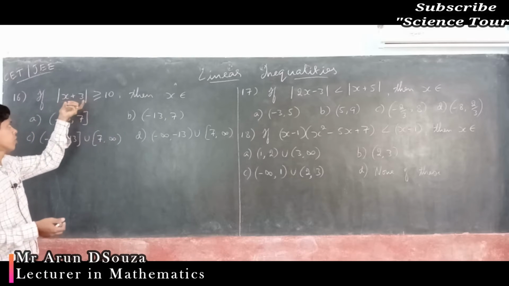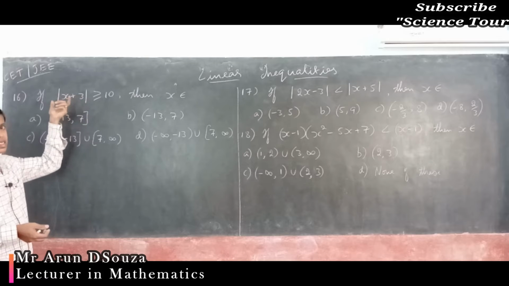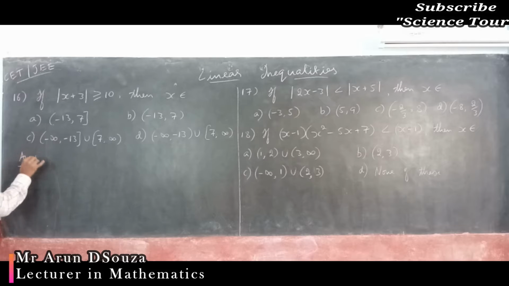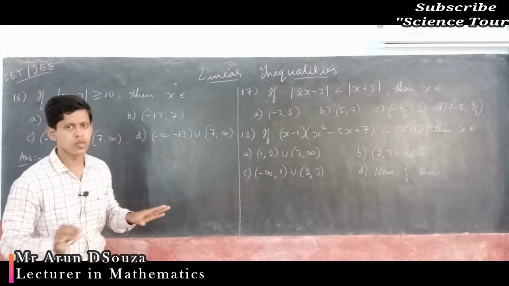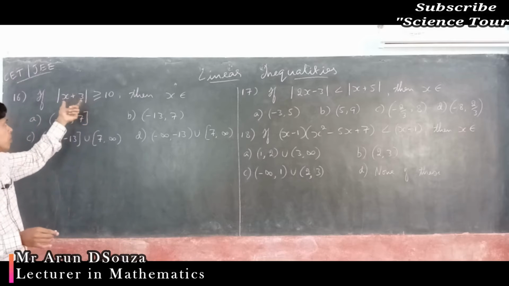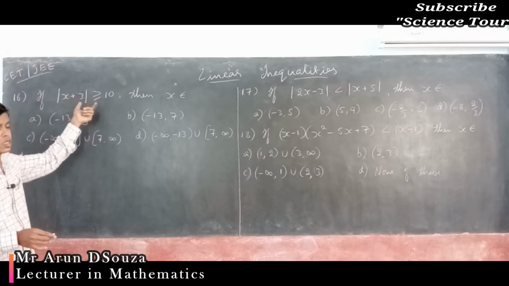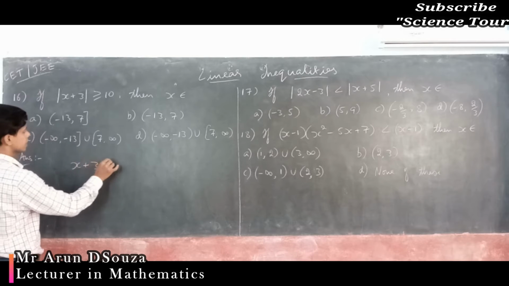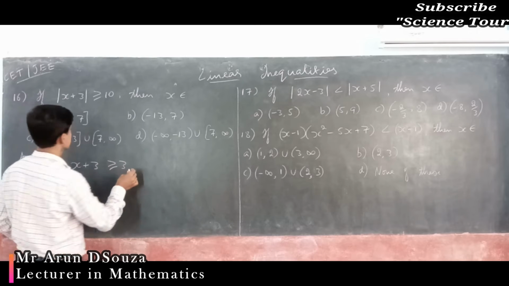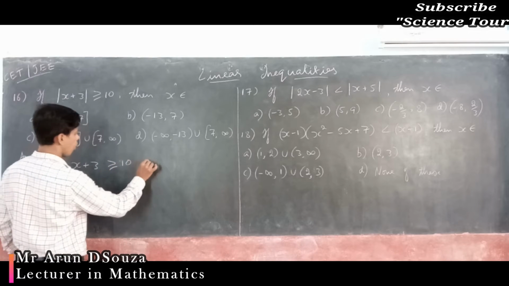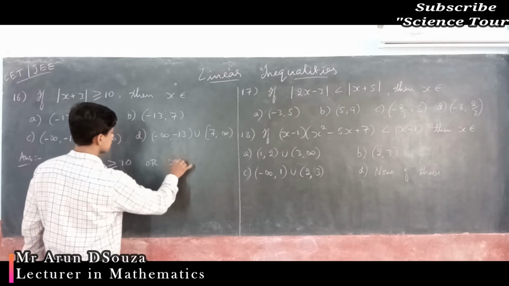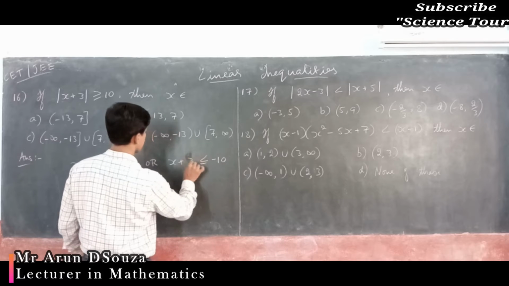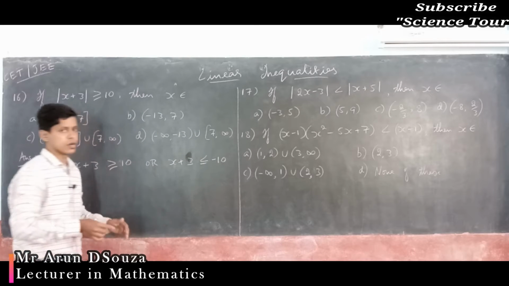So you know the meaning of modulus of x plus 3 is greater than or equal to 10. This is a pretty straightforward question. There is no confusion here. What do you mean by modulus of x plus 3 is greater than or equal to 10? The meaning of that is either x plus 3 is greater than or equal to 10 or x plus 3 is less than or equal to minus 10. So that's the meaning of this.